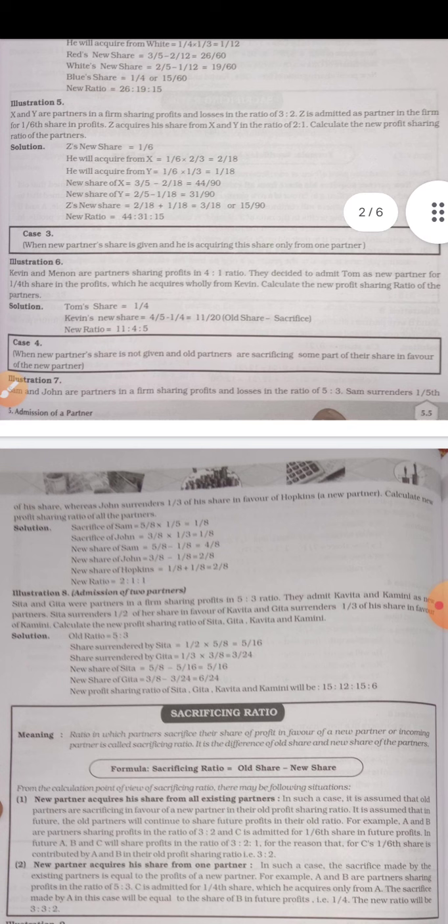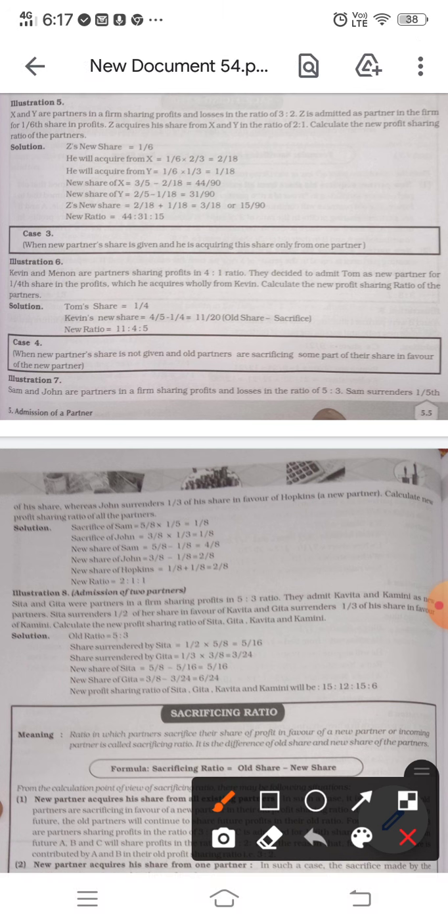See about the case 3. Now we are going to study about the case 3. What is the case 3? That is, when the new partner's share is given and he is acquiring the share only from one of the partners.